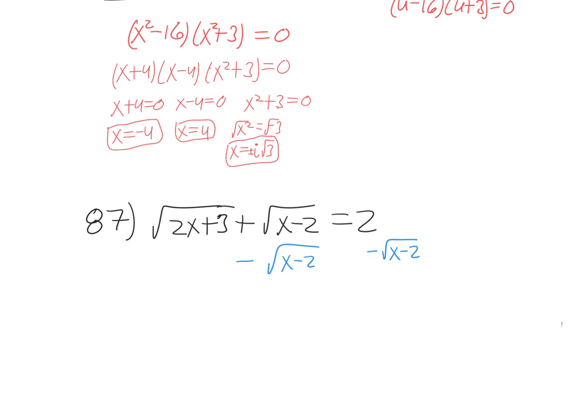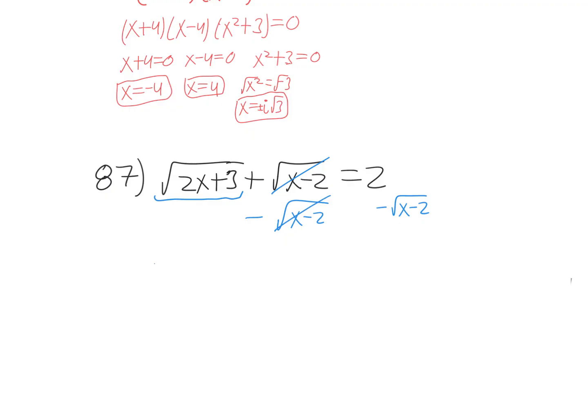Now, if there are 2 radicals, I can get one of the radicals by itself first and then try to isolate the other one, right? So to do that, I'm going to isolate this first one. I'm going to isolate 2x plus 3, and then I'm going to get rid of the other radical and move it to the other side. So I'm going to end up with the square root of 2x plus 3 equals 2 minus the square root of x minus 2, right?